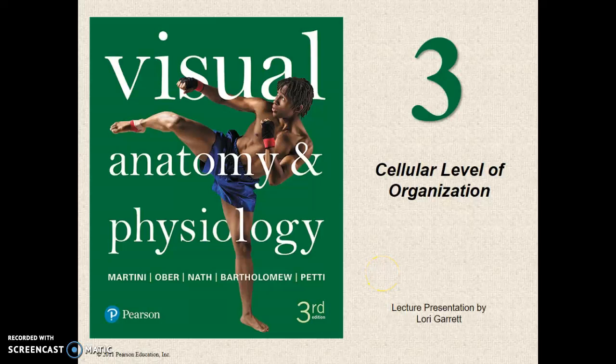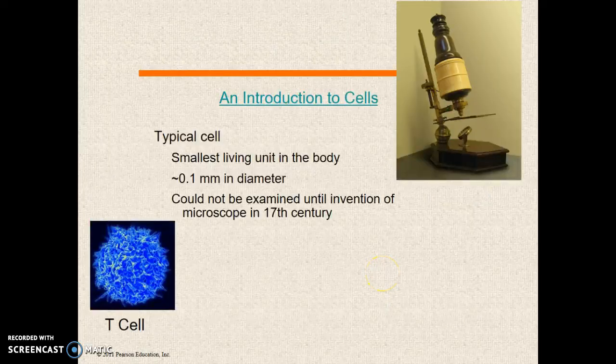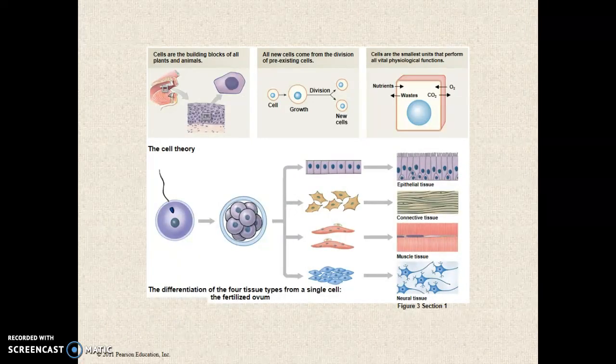Chapter 3 looks at the cell and the parts of the cell. We didn't know about cells until the microscope was invented. Our cells are quite small and require a microscope to be seen. Once they discovered the cell, they started to look at all kinds of living things and realized that cells make up all plants and animals.